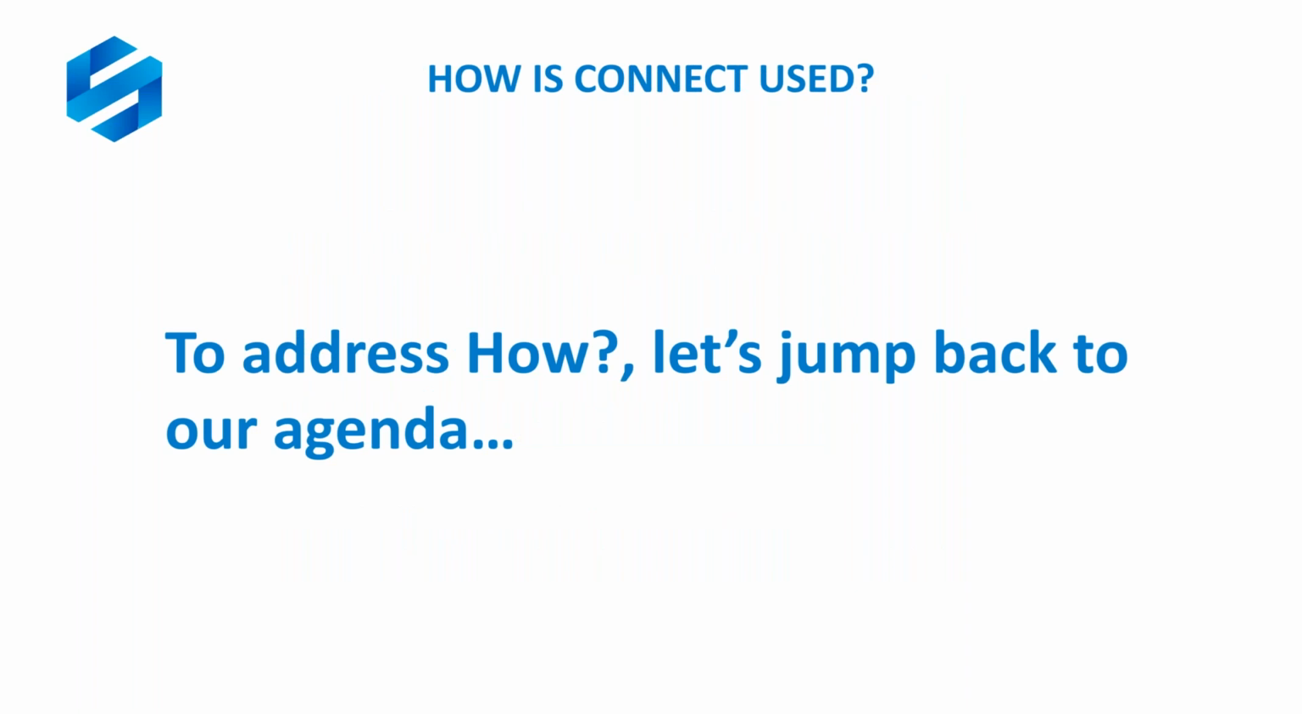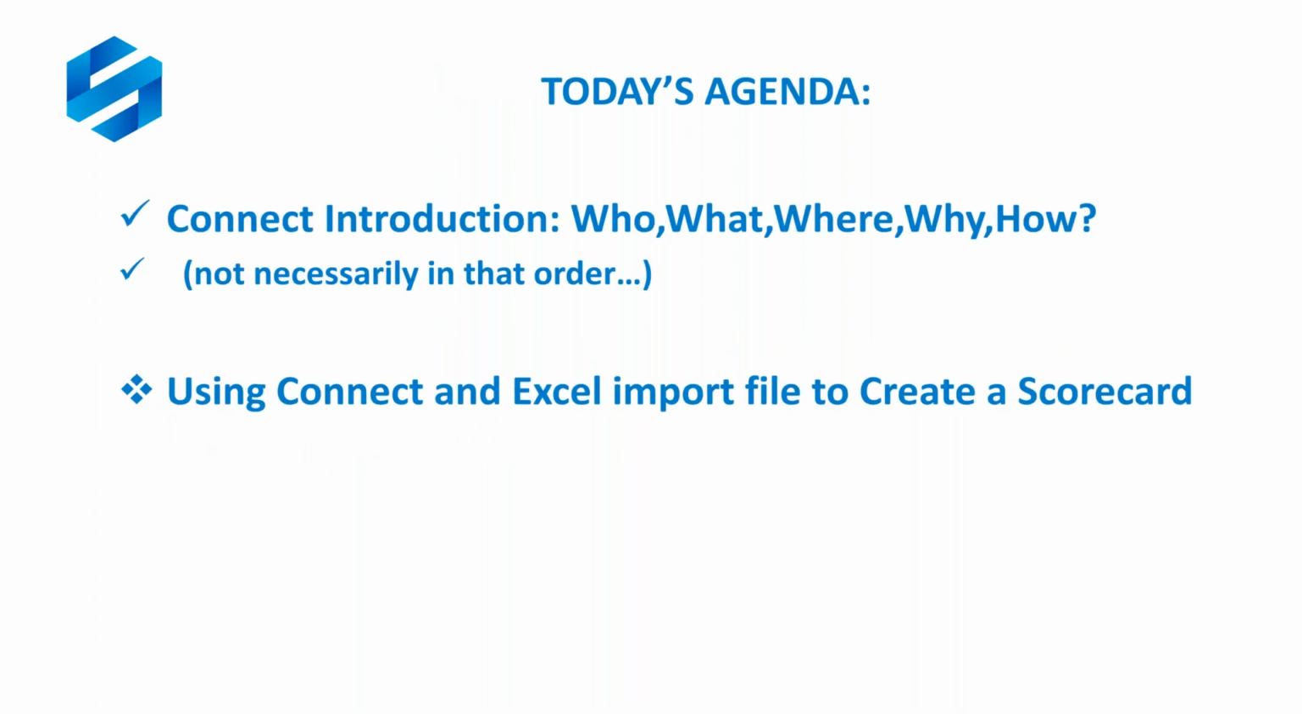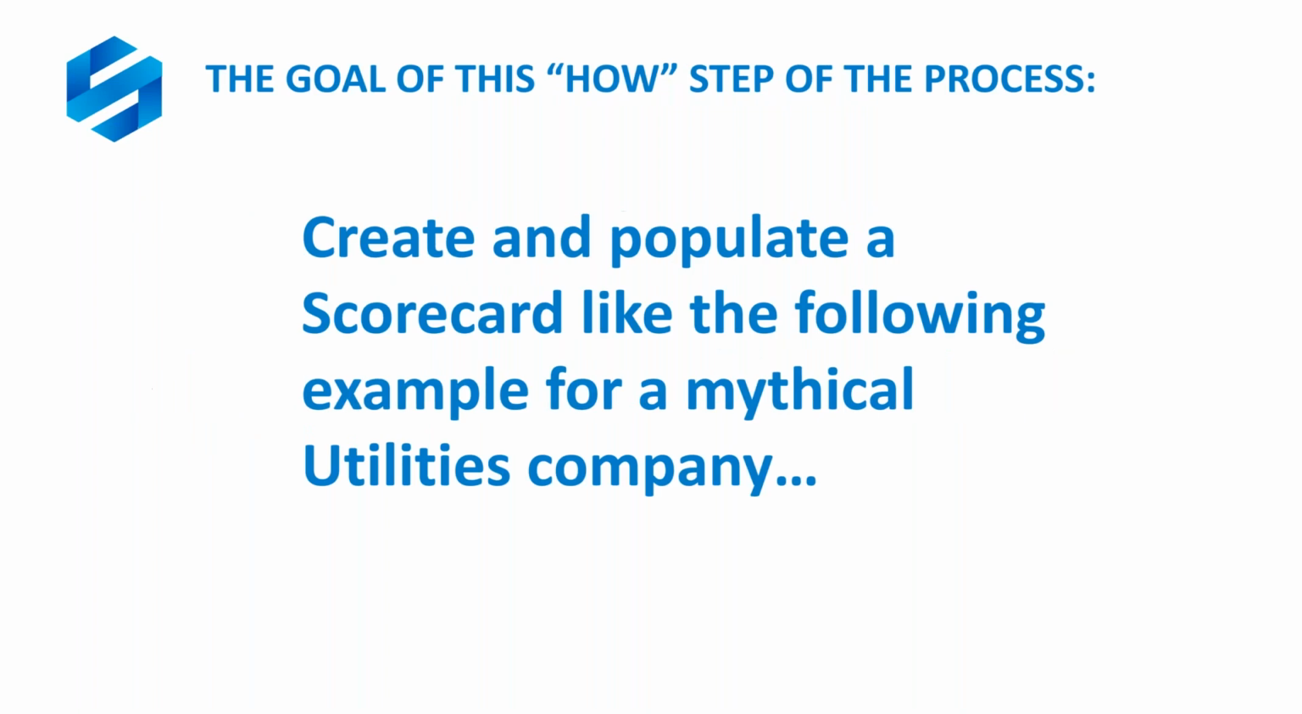And then lastly, how. If we're going to address the how, that really is the meat of the rest of this presentation. So with that said, let's jump back into our agenda, check off the first thing, and move on to the second agenda item, which is using Connect and an Excel import file to create a scorecard. The goal of this how step of the process is to create and populate a scorecard like this real world-ish but mythical utilities company scorecard that I'm going to show you now.